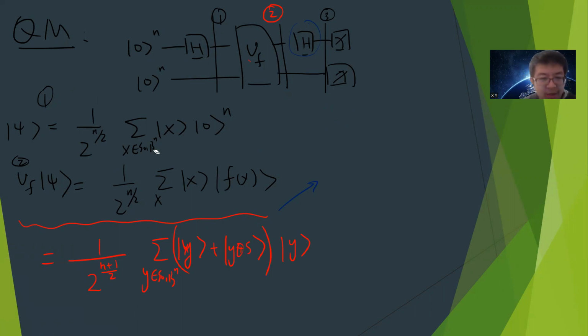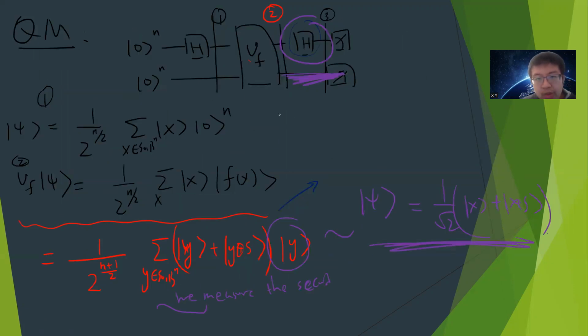Sorry, I'm stupid. Okay, so after this second step, we first measure the third qubit. We first measure this qubit. Okay, so after we measure this qubit, we will fix y. So after we measure the second qubit, then our phi will be square root x plus s. Okay, and this is here, and then we apply the Hadamard.